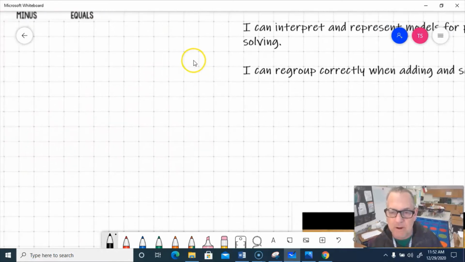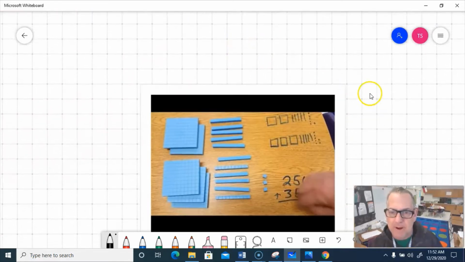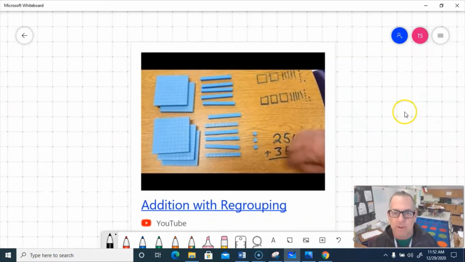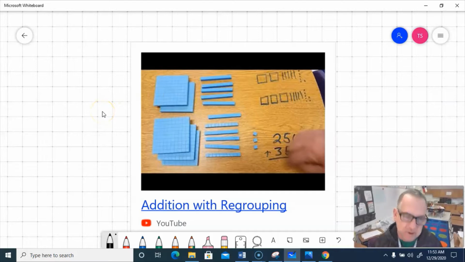Got a video right here I made, and it's about how to add with regrouping. Yesterday we talked about subtraction with regrouping. Today I modeled how to do addition with regrouping. So get ready to watch the video.